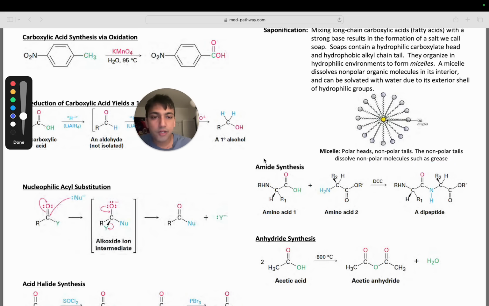Okay, now we talk about amide synthesis. So how do you form an amide? This is actually a really important compound, and you should be able to tell me why this is an important compound. I'll give you a second. And basically, why is this an important compound? The answer is right here. Basically, this is the process of protein synthesis.